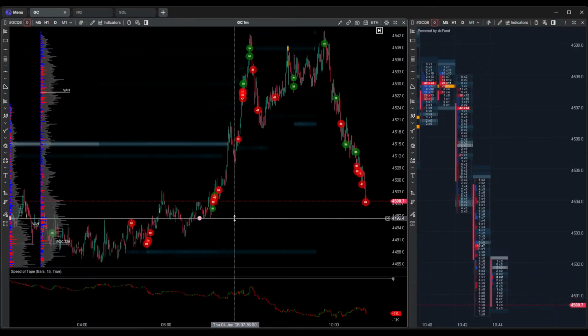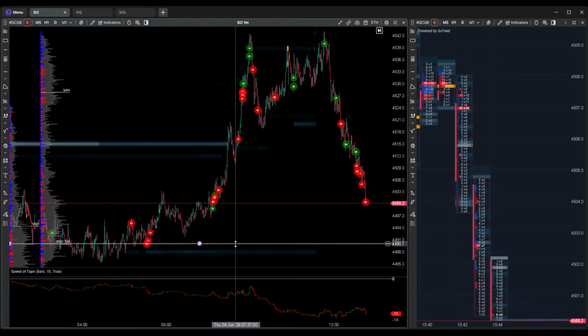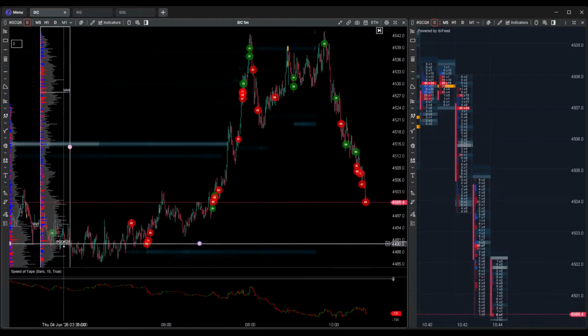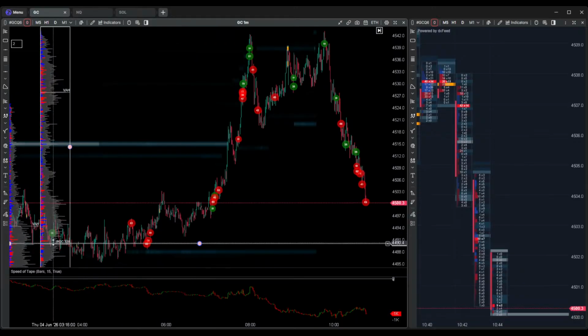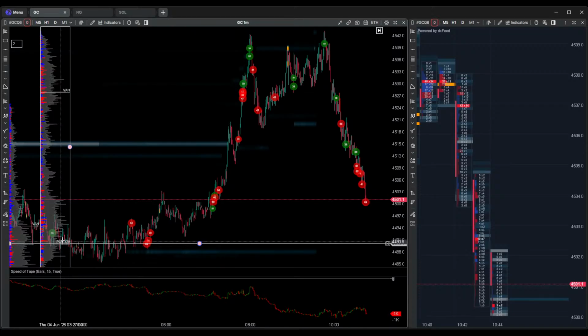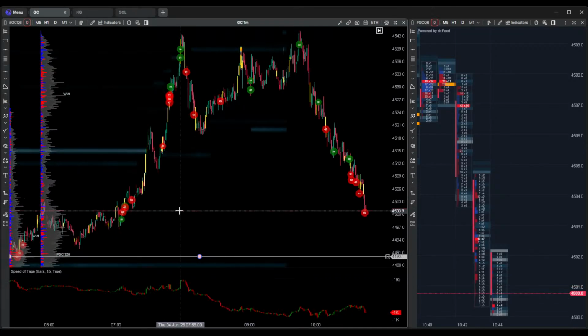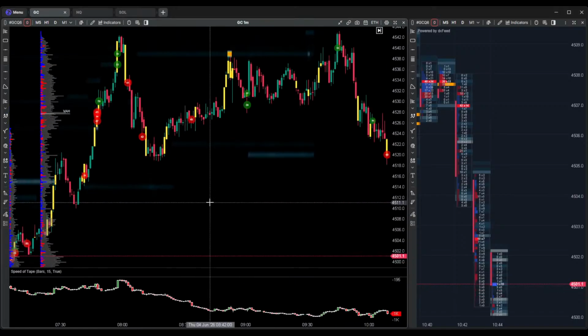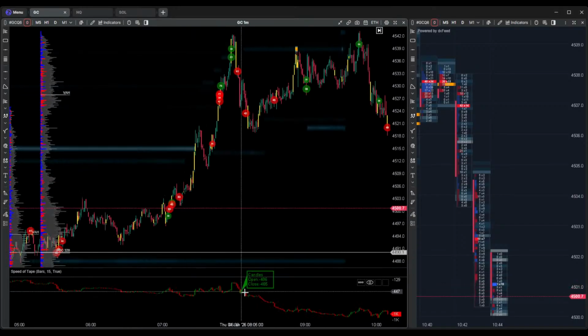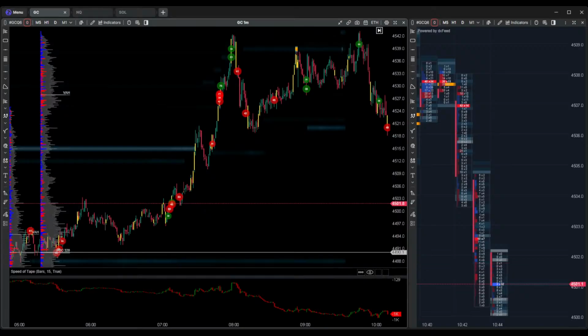So if I want to go long, I will wait for the price to take this low. I want to scalp here as soon as the price enters near the point of control. What do we have here? Aggressive buyers, absorbed sellers. Did it take this low? Yes. Okay.